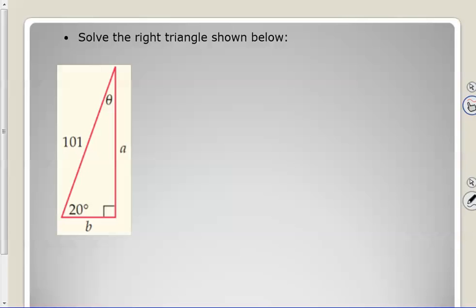All right, so now we have this. This is similar to one of the problems that we did in the pretest. It says solve the right triangle shown below. So first off, I can get theta real easy. I can get A and I can get B. So here's how I'm going to do it. First, I'm going to take the sine of 20 degrees, and that's going to be equal to A over 101. And when I do that, now I cross multiply. I got A is equal to 101 times the sine of 20 degrees.